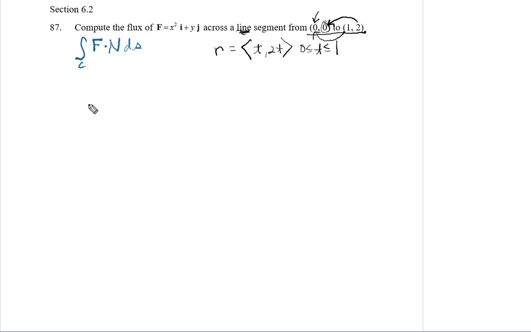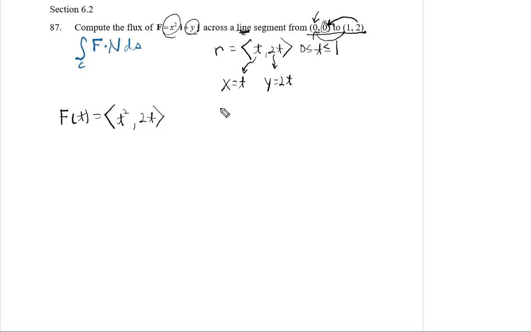Now we will take that parameterization and using x equals t and y equals 2t, we will rewrite our vector field in terms of t. So x squared would be t squared, and y would be 2t. So there's our vector field in terms of t.